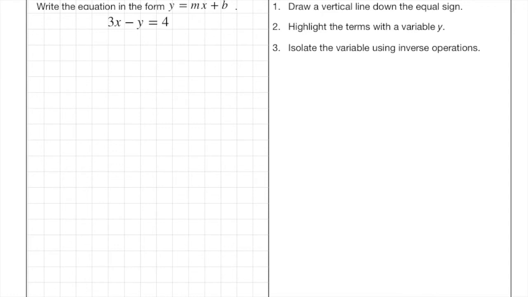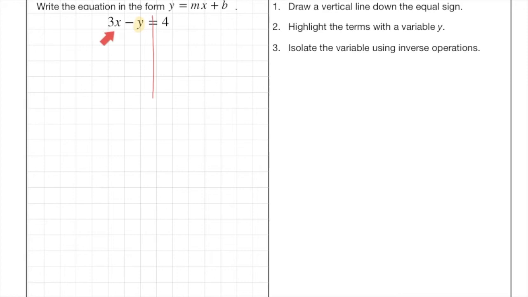So the first thing that we need to pay attention to is to write the equation in the form y equals mx plus b. To be able to do that, the first thing that we're going to do is draw a vertical line down the equal sign. Then the next part says highlight the terms with the variable y. In this case, we only have one term with the variable y, so we're going to highlight only the y. And then we're going to isolate the variable using the inverse operations.